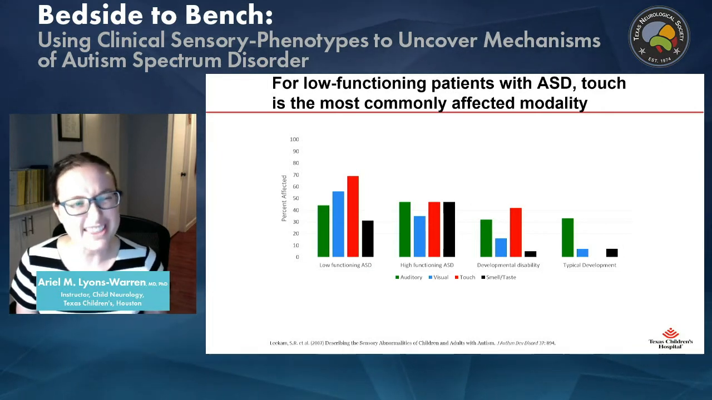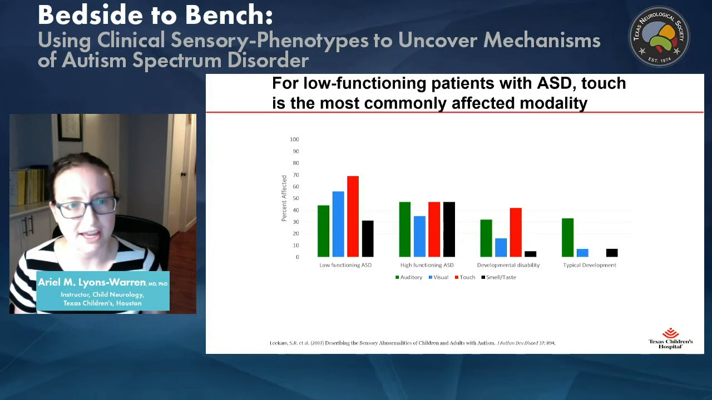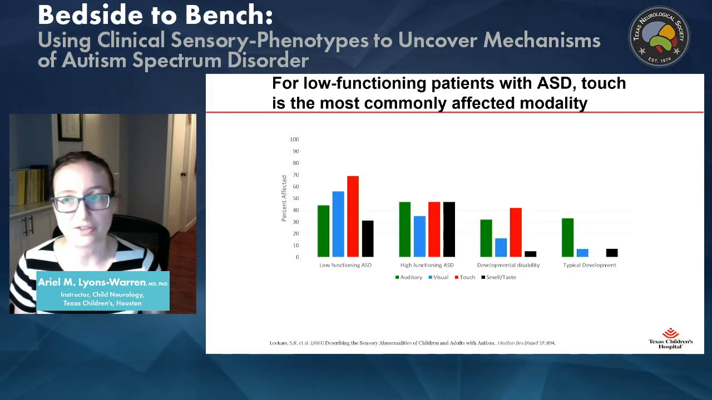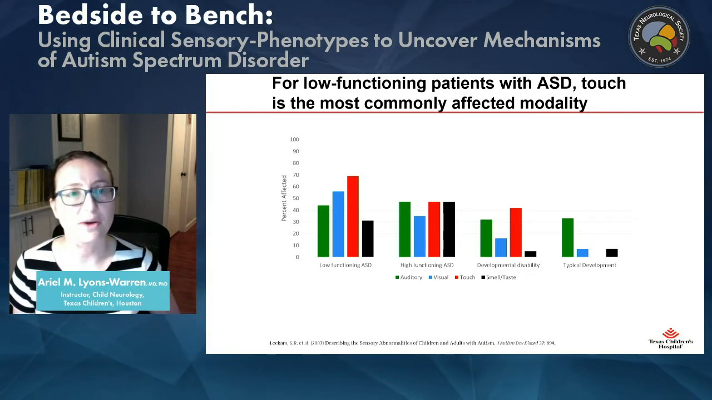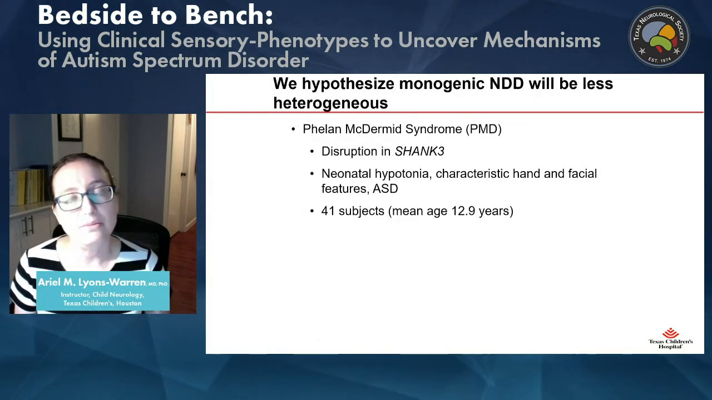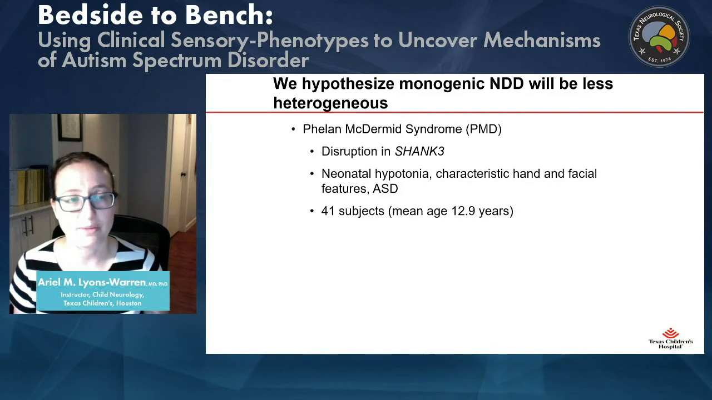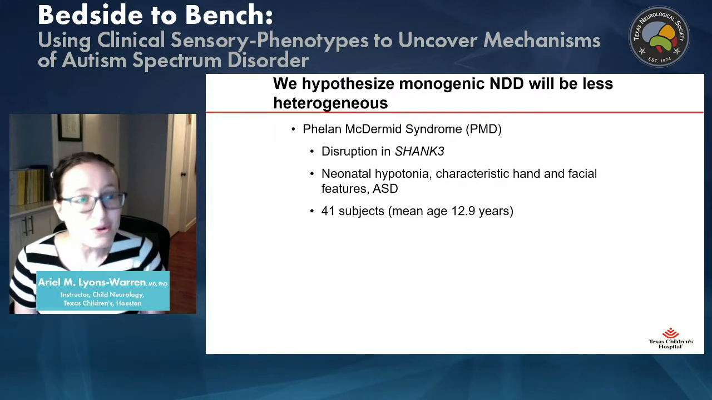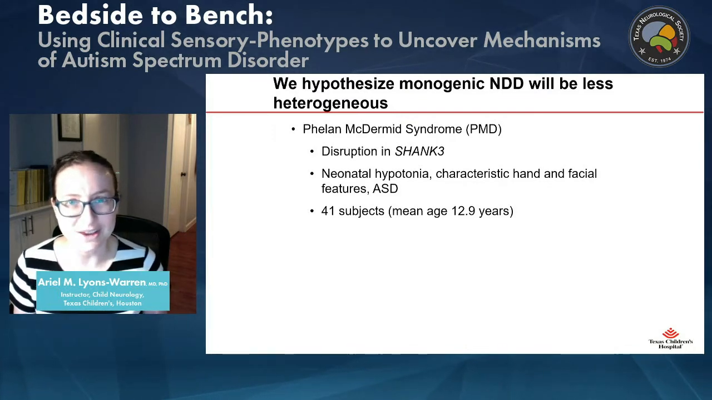But when I look at this, I still see a lot of heterogeneity. There are a lot of different sensory areas impacted across all these subgroups. So this led us to hypothesize that children with monogenic neurodevelopmental disorders would be less heterogeneous if it's coming from a genetic cause. And I'm so grateful to Dr. Holder, who did this study with me.